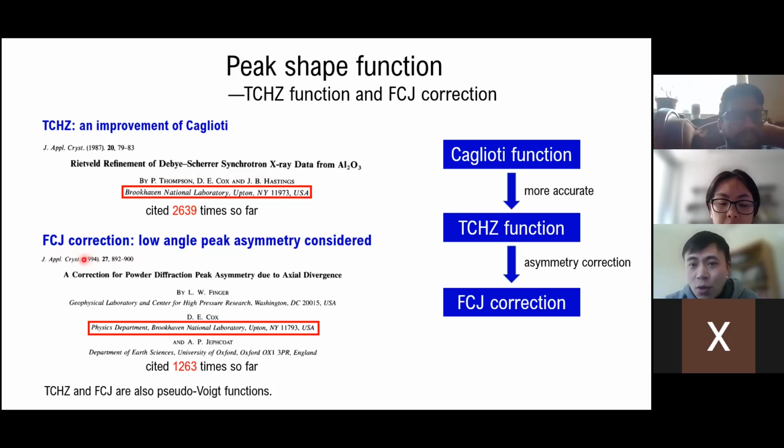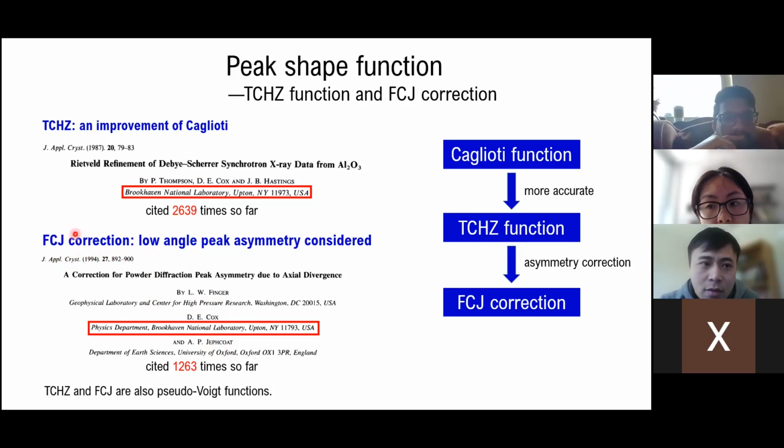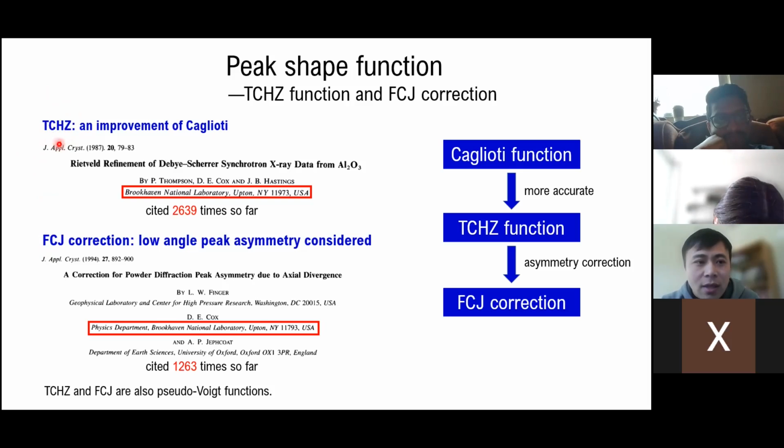So this is some sort of effort people devoted to that direction. And FCJ stands for Finger, Cox, and Jephcoat. So this is the origin of this kind of term. And those two terms would be seen in the context of TOPAS, and also in the context of GSAS. I think at least starting from the third or fourth version of GSAS, GSAS started including TCHZ in their profile functions. So maybe that's profile function 4 or 5 something.